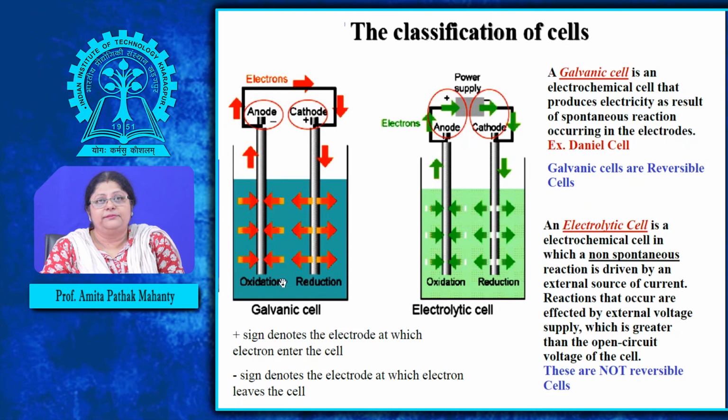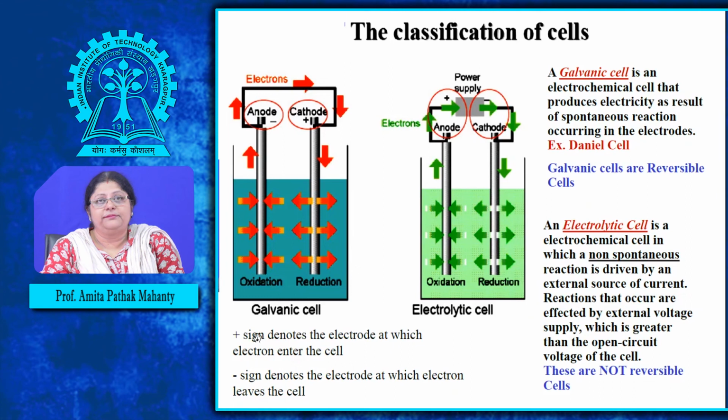What is happening in the galvanic cell? In the galvanic cell, the cell reaction will give you an output of electricity, as a result of the spontaneous reaction occurring in the electrode. You have the reaction occurring in the electrode, which is associated both with the electrolytic as well as the galvanic cell. But what you get here is the electricity which is produced because of this reaction.